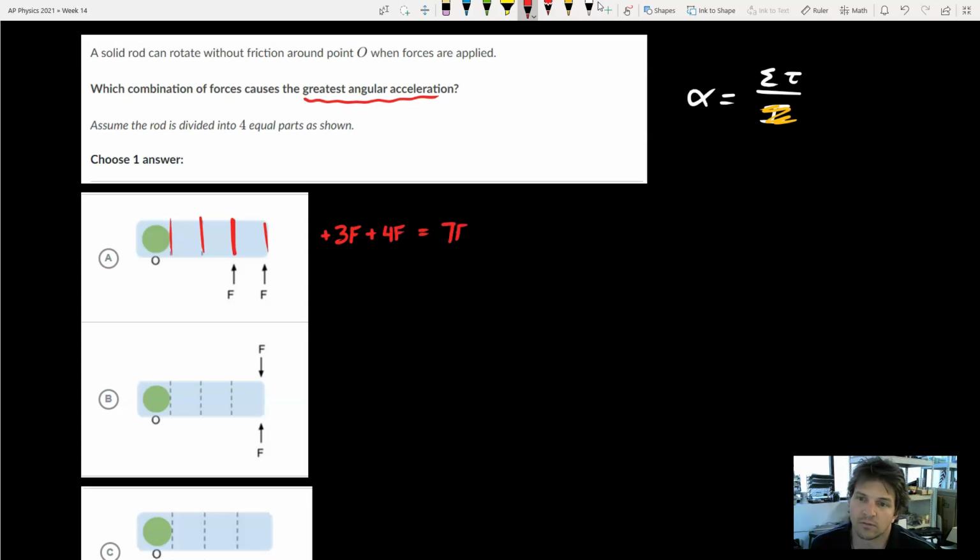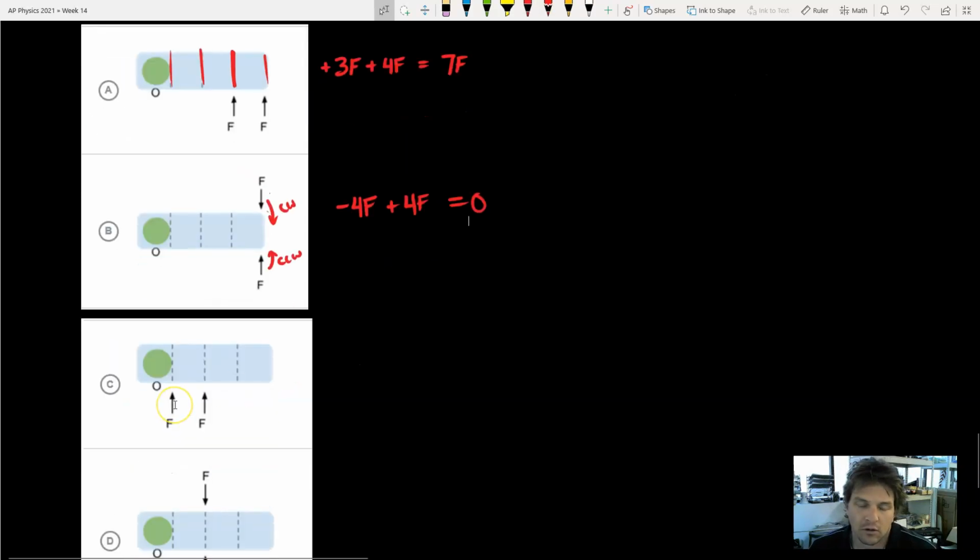Give me 7F. This one is going to be 0 because this is a negative torque because it's making it go clockwise. This is a positive torque because it's making it go counterclockwise. So these are canceling each other out. I would have negative 4F from this top one and then plus 4F from that bottom one. So they cancel each other out. Over here, I would have a distance of 1 times F plus a distance of 2 times F. So this would give me a total of 3F for torque, right?